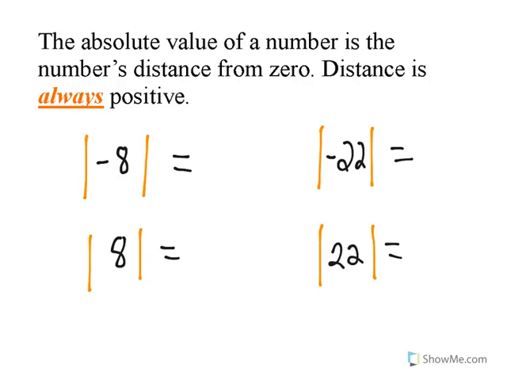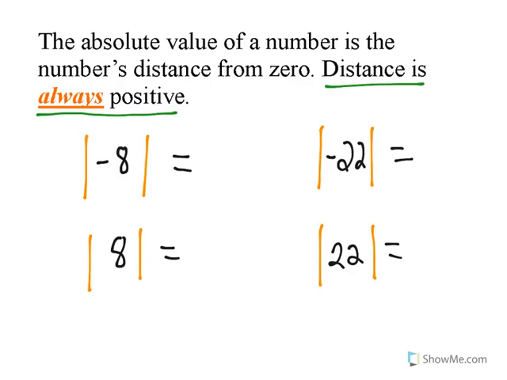Alright, so now moving along to absolute values. The absolute value of a number is the number's distance from 0. And the most important part about this is distance is always positive. We'll explain more about that in class, but just remember, distance is always positive.